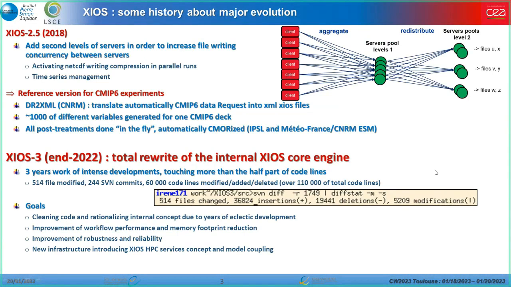We had also the time series management, and this version was a reference version for the seasonal-to-decadal experiments. And so the goal with this version was to do all the post-treatment, all the semi-static post-treatment, in situ, all along the simulation. That means no post-treatment is needed after the simulation, for example, to summarize the data.